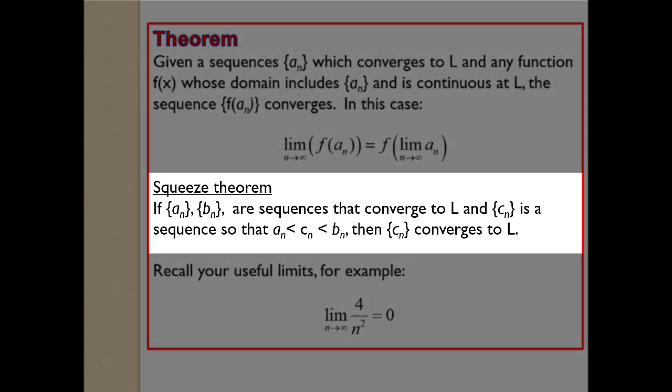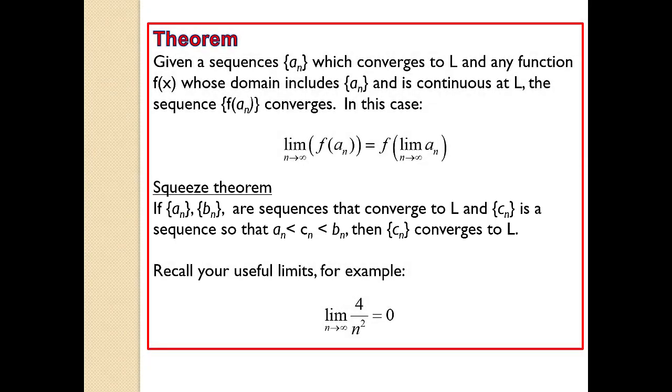Another good example of something you've seen before that now we're going to use quite a bit more is the squeeze theorem. So if you have two sequences, a sub n and b sub n, that are both converging to L, and you have another sequence, c sub n, so that at every choice of n, the new sequence, c sub n, is between the values of the other two sequences, then since the outer sequences are converging to L, the inner sequence, c sub n, will also have to converge to L.